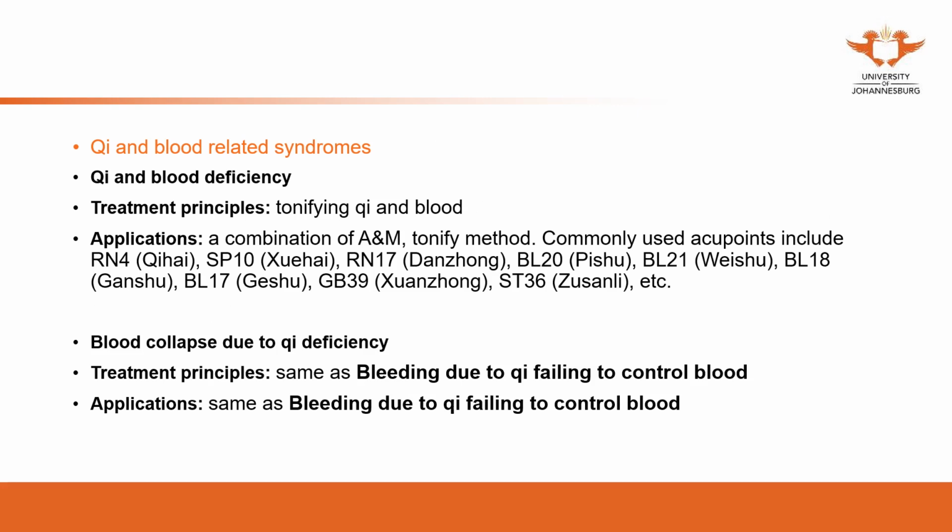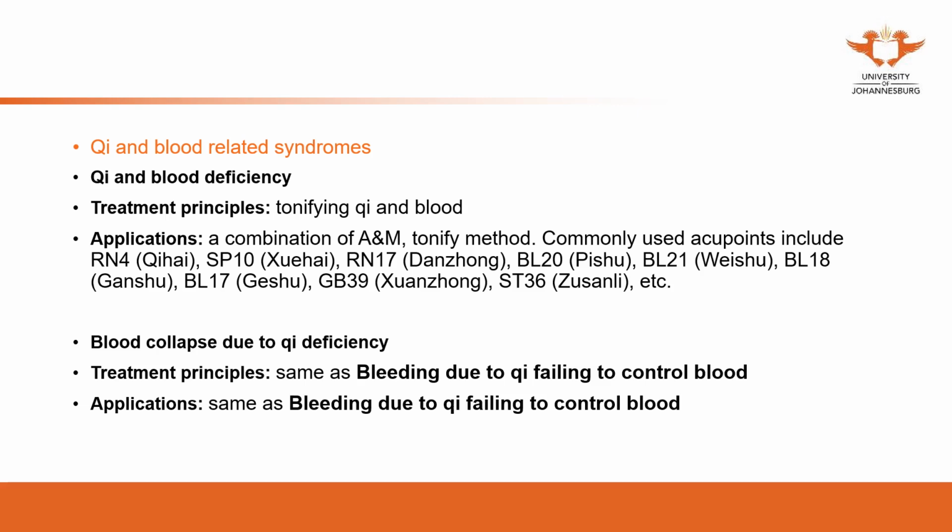Qi and blood are always related, so the qi syndromes are always accompanied by blood syndromes. Qi deficiency may result in blood deficiency, and blood deficiency also may result in qi deficiency. The treatment will tonify the qi and blood. We can use moxibustion and acupuncture: Ren 4, Spleen 10, 17, Bladder 20, 21, 18, 17, GB 39, and Stomach 36.